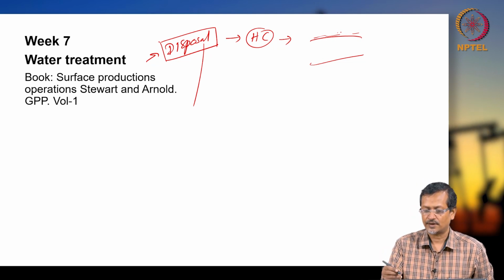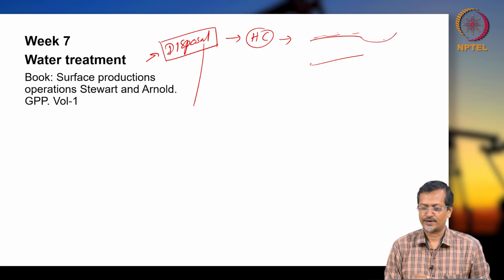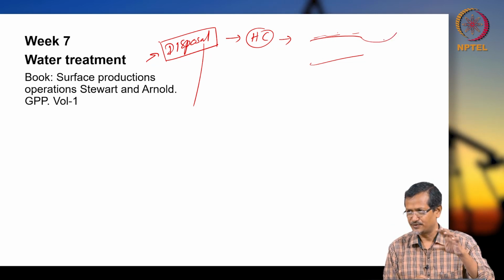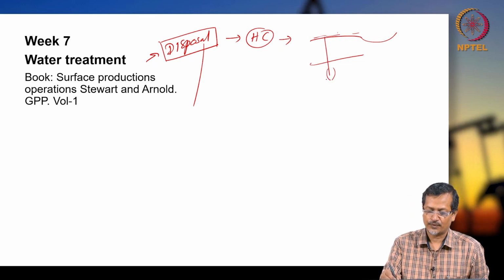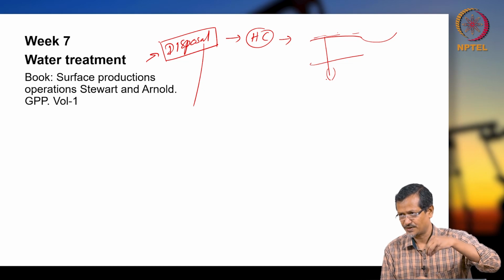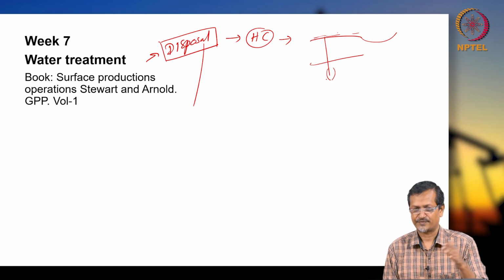Now, one way is that you can create a dike, allow evaporation and reduce the water content. Another way is that you drill a hole, put whatever produced water is there inside the wellbore, and you dispose of it that way. But in offshore applications, there are some difficulties.